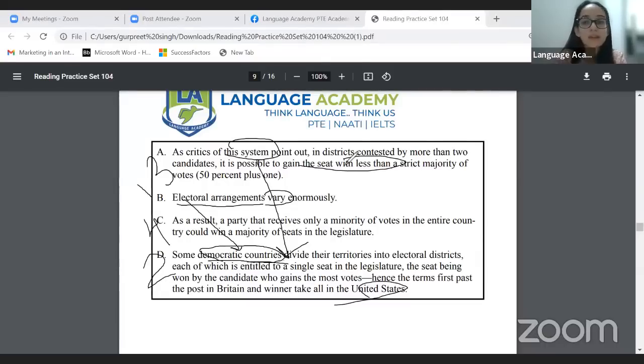So understand, the first sentence will always tell you this is the topic. The second sentence will explain the meanings, the justifications, the examples. Right?